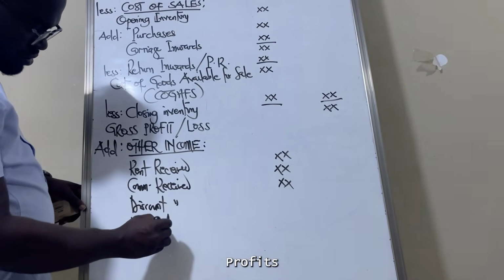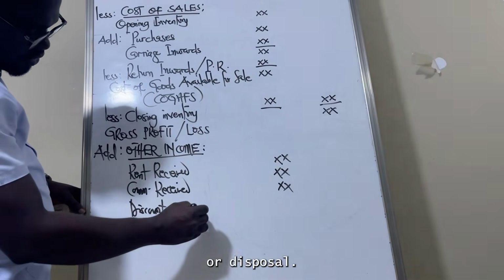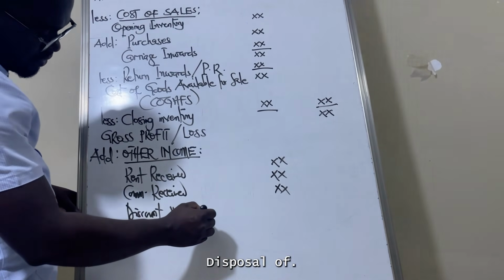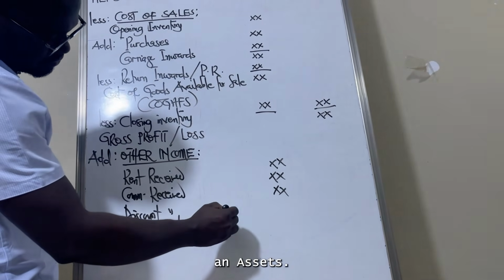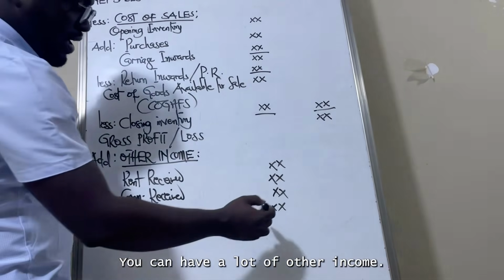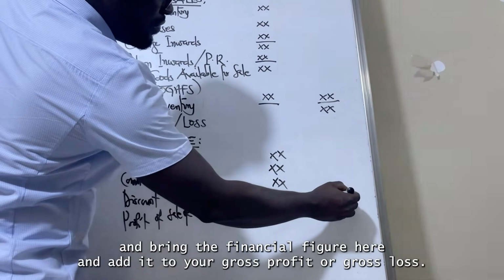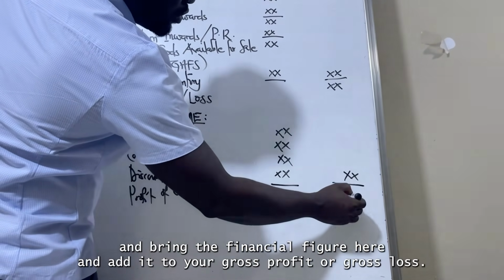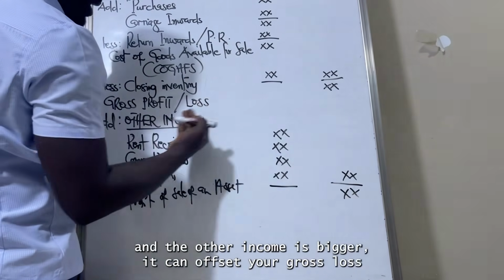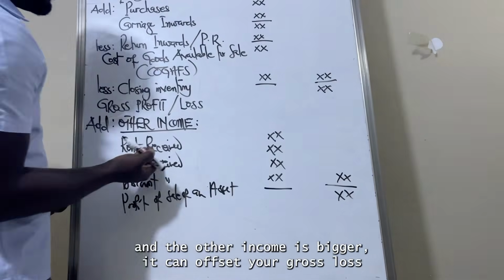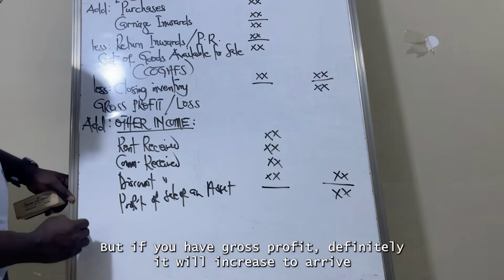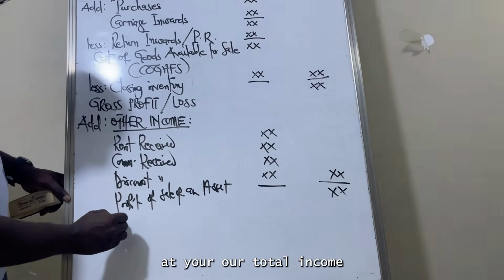We can have profit on sale or disposal of an asset. That one too will come here. You can have a lot of other income. You total and bring the final figure here and add it to your gross profit or gross loss. If you have gross loss and the other income is bigger, it can offset your gross loss. But if you have gross profit, definitely it will increase it to arrive at your total income.